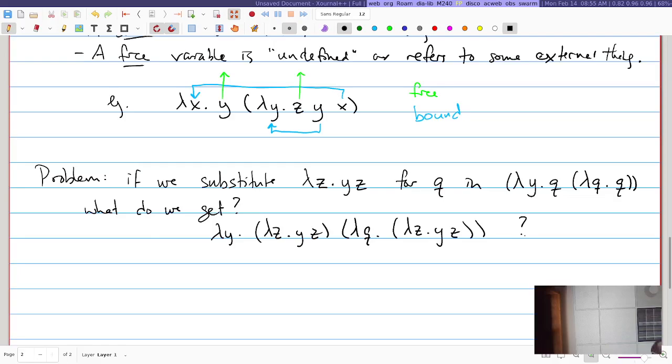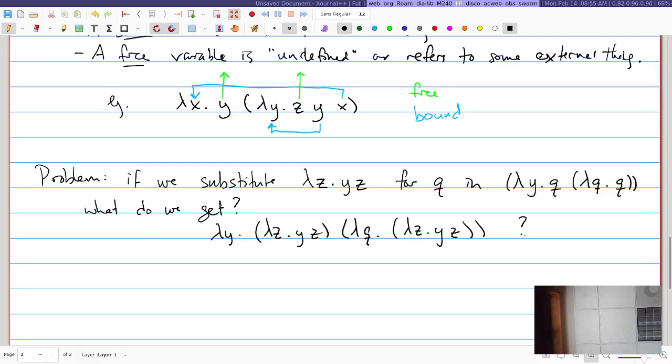Any ideas? I'm not expecting you to know the answer. I'm just curious if you have any thoughts about why this might not be what we want. Yeah? So is this q a different q than this one? Yeah, they are, right? Why do you say that? Well, the other one's bound. Right.